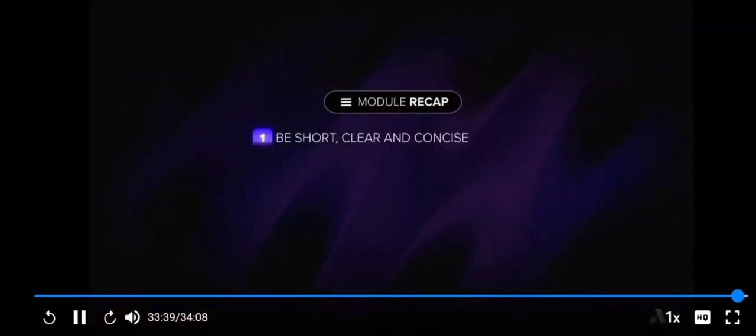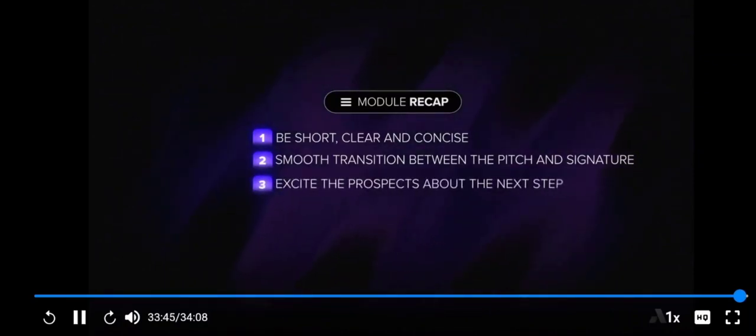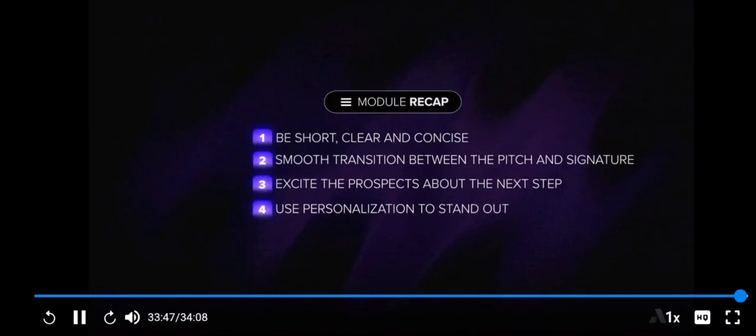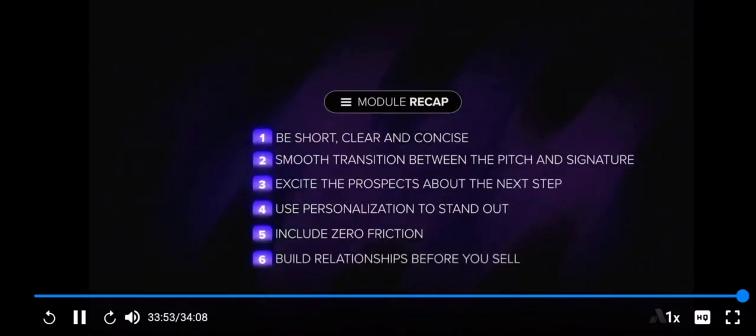And since your goal is to make your prospect go to the next step, here are the most important key takeaways to remember. Be short, clear, and concise. Create a smooth transition between the pitch and signature. Get prospects excited about the next step. Use personalization to stand out. Include zero friction, so make your prospect's life easier. And always try to build relationships before trying to sell.